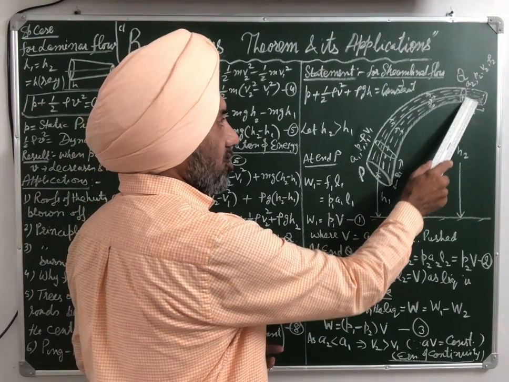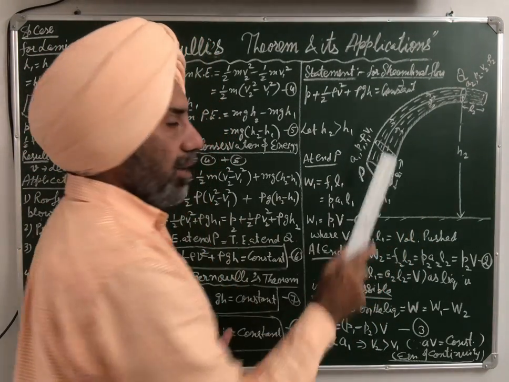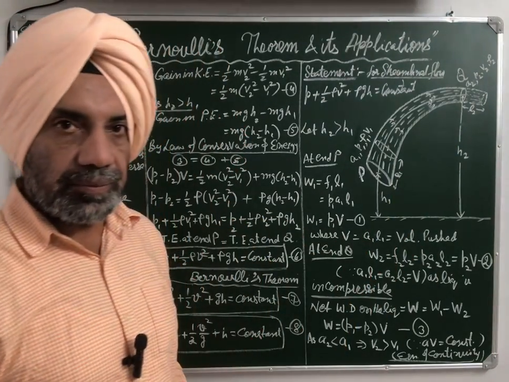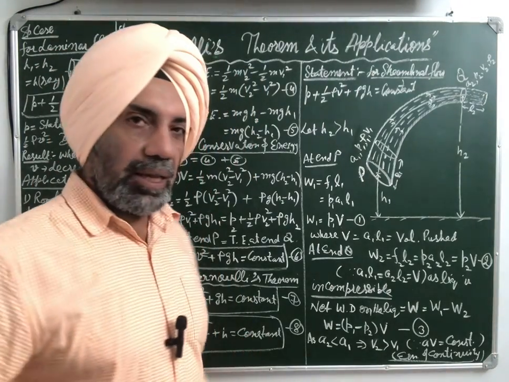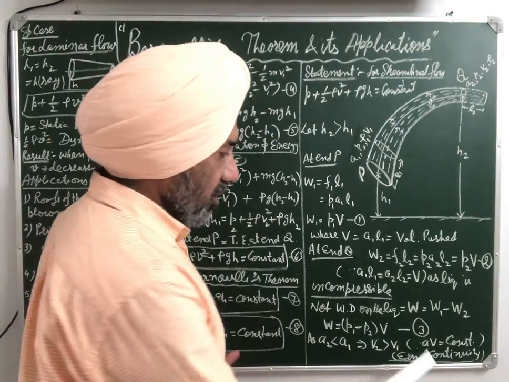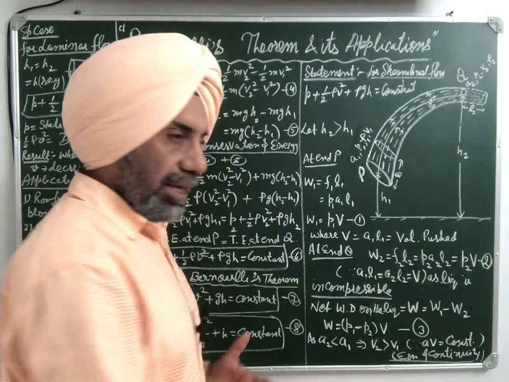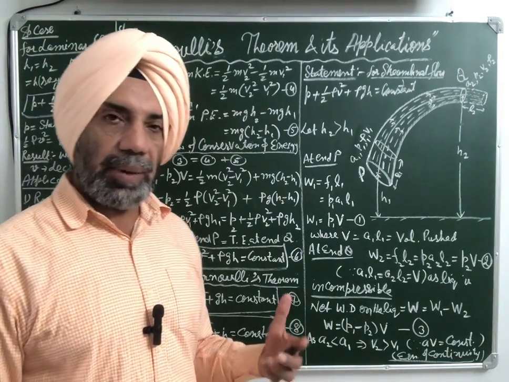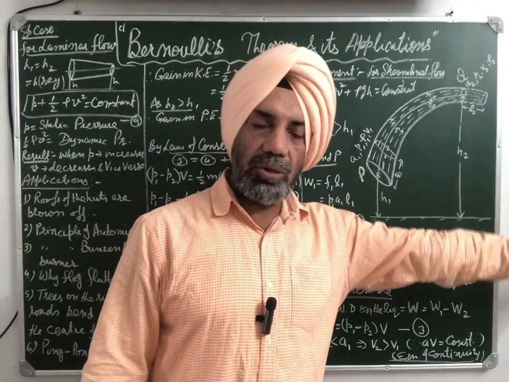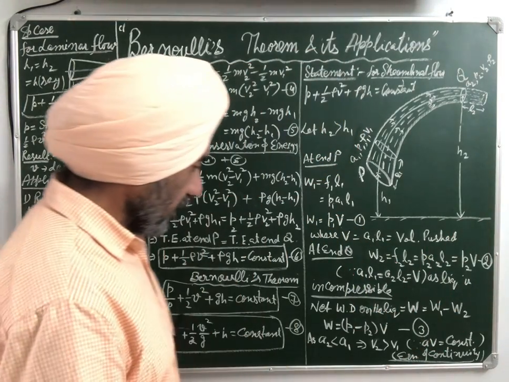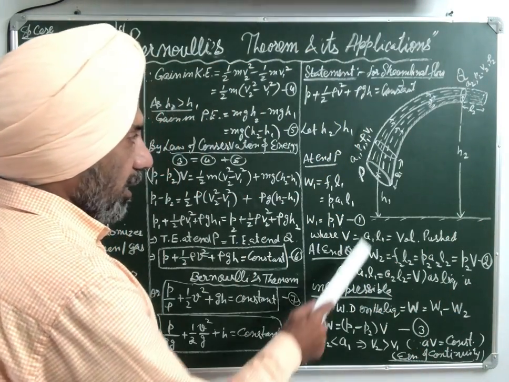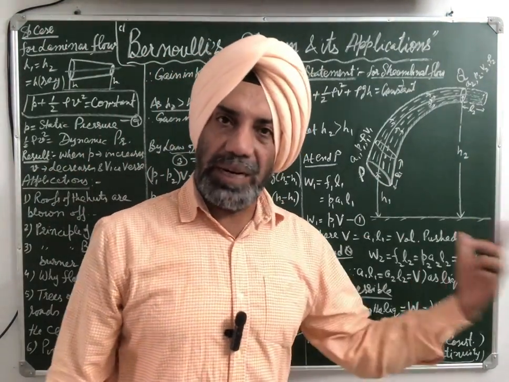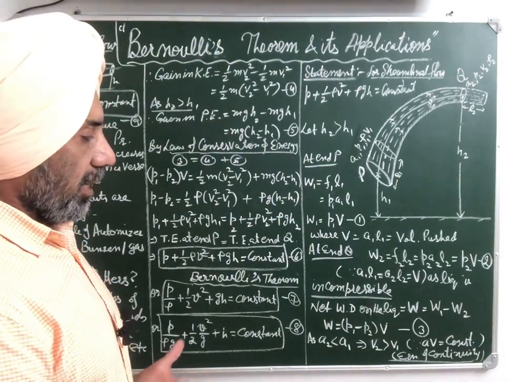Now, since area of cross section in this figure, A2, is less than A1, therefore velocity V2 will be greater than V1 because of the equation of continuity. A1 V1 is equal to A2 V2, or AV is equal to constant. Product of area of cross section and velocity is always constant. This is known as equation of continuity. That is, volume flowing per second at end P must be equal to volume coming out per second at end Q.